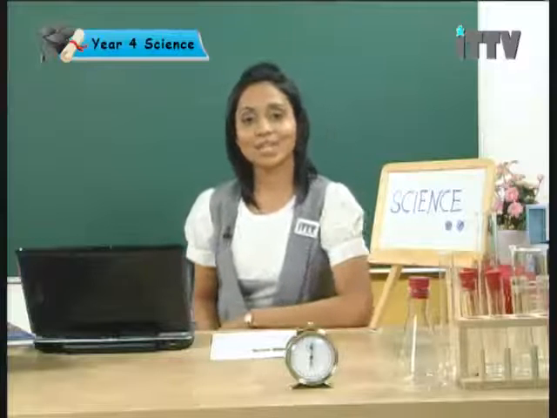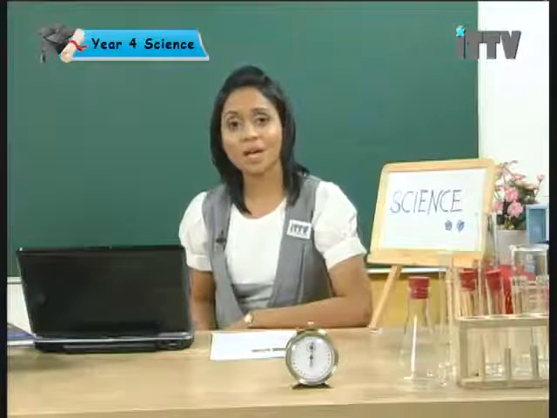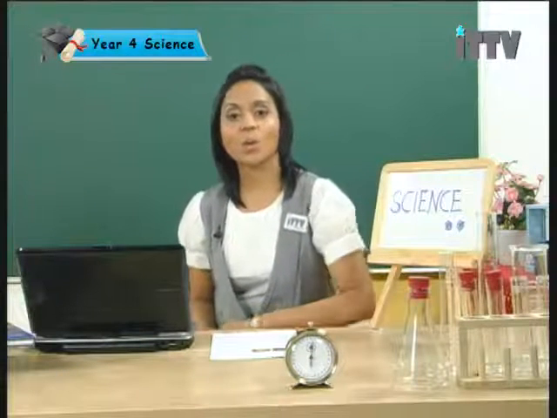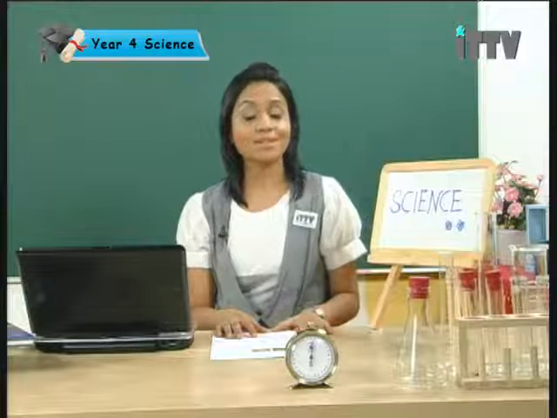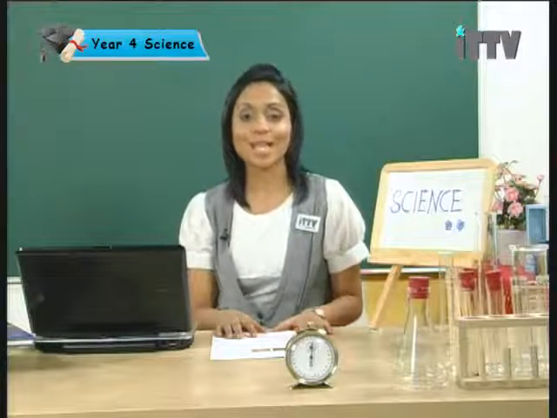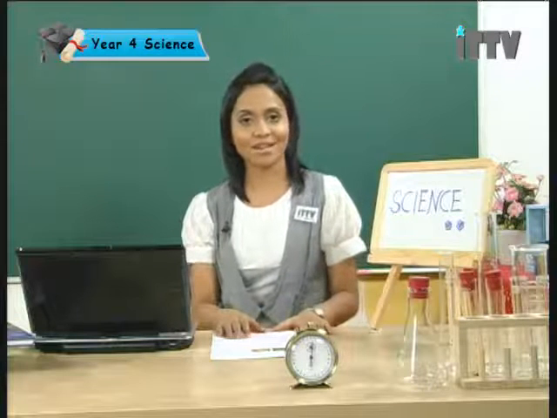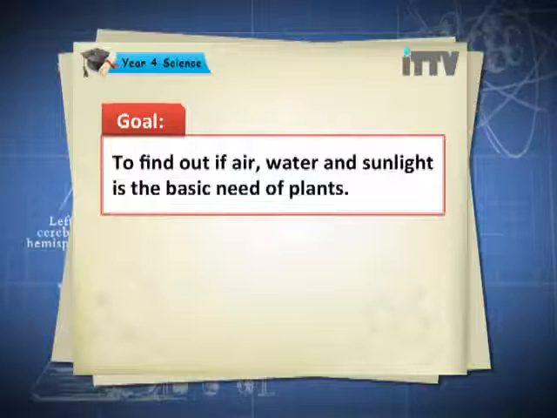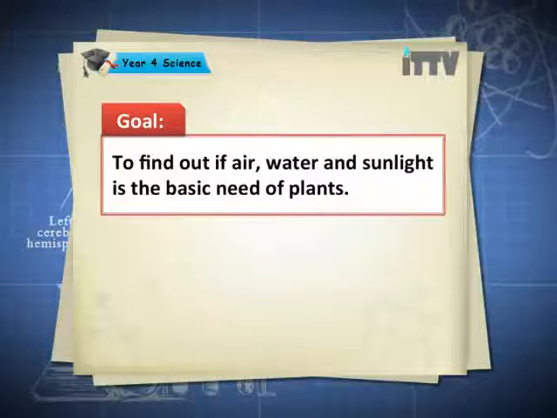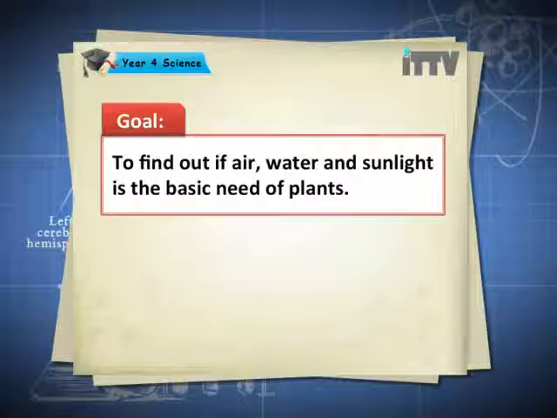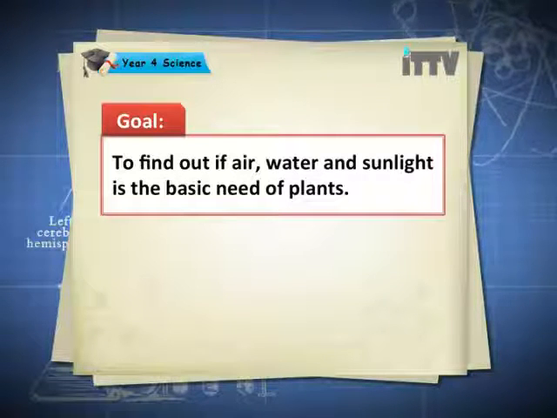Let's have a look at an interesting experiment. The following are the steps to prove the basic needs of plants. Now, the purpose of this experiment is to find out whether plants need air, water and sunlight to survive. Let's look at the goal of the experiment. The goal would be to find out if air, water and sunlight are the basic needs of plants.